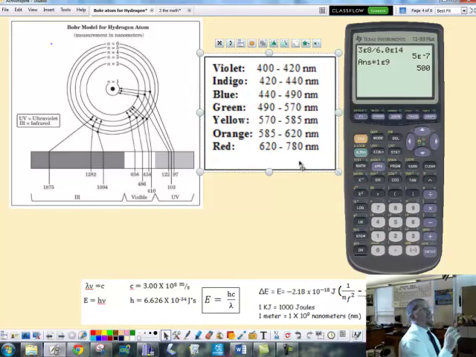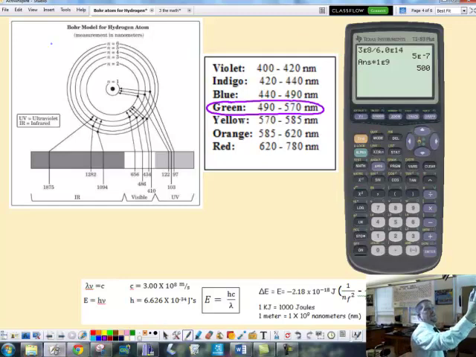We just got an answer of 500. So the question was, can we see it? Is it within the visible region? We can see that it is. It would fall within 500 nanometers, which falls within the green range of Roy G. Biv, going in that direction. So the answer to that is yes, we could see it.